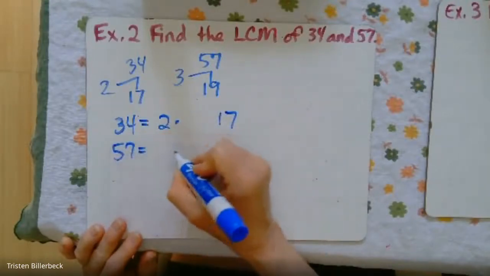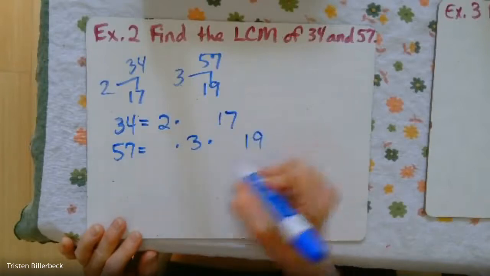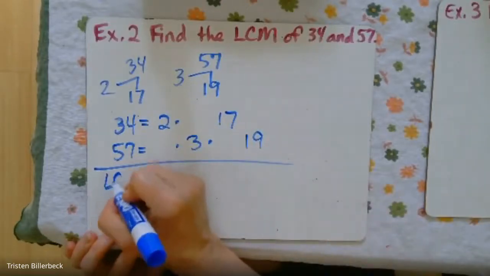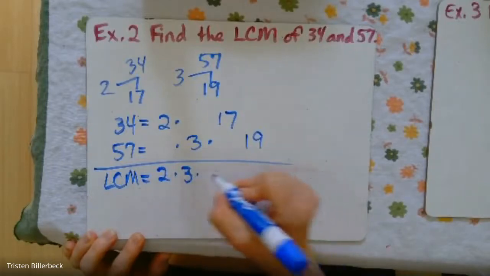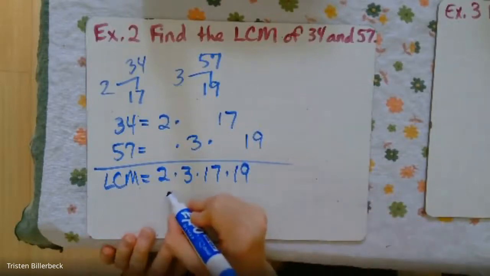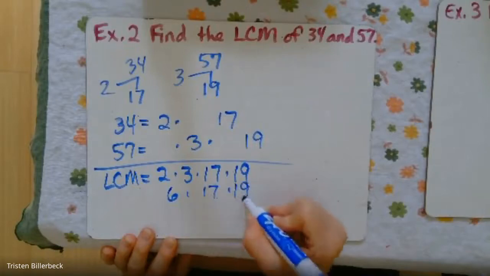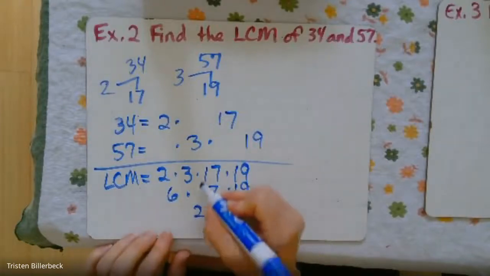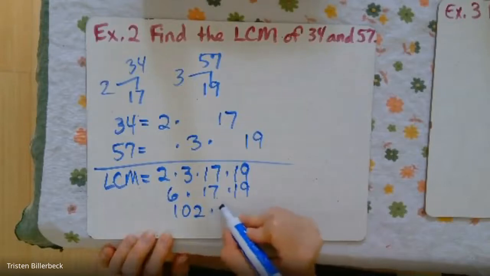57 equals 3 times 19. There is no overlap. So the least common multiple is going to be 2 times 3 times 17 times 19. So we have 6 times 17 times 19. Okay, 6 times 17, that's 102, carry a 4, which gives you 102 times 19.